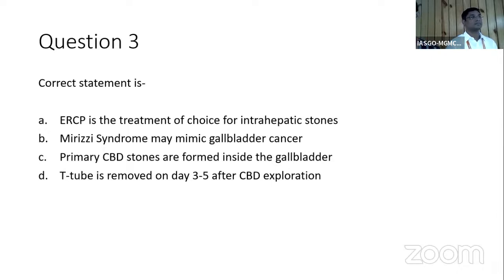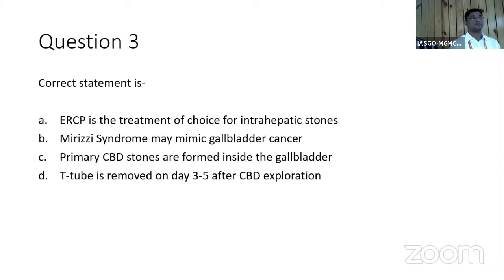And access loop is controversial. But on-table removal of stones by using all the modalities available, and cholangioscopy is a must. And if a posterior sector is involved and there is a stricture, then what will you do? So you go and resect that segment also. So these are the different options available to my mind.